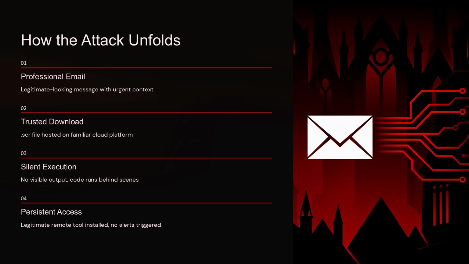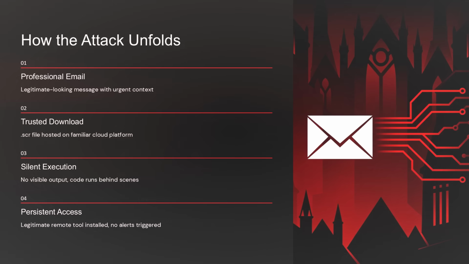When you open the file, you may see little or no visible output, but behind the scenes, the file executes code that installs a legitimate remote monitoring or remote access tool. Because these tools are commonly used by IT teams, they are often trusted by security software. No alert is triggered, no warning is displayed. At that moment, the attacker gains persistent access to your system. For you, this demonstrates how attackers increasingly rely on trust, legitimacy, and normal behavior rather than brute force.